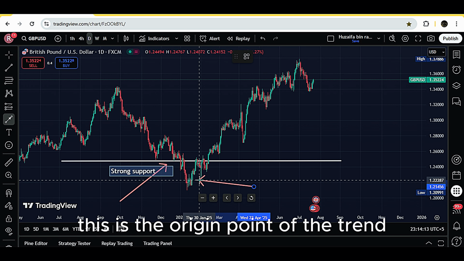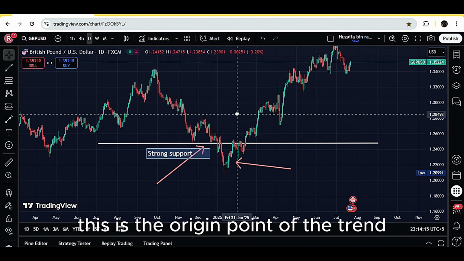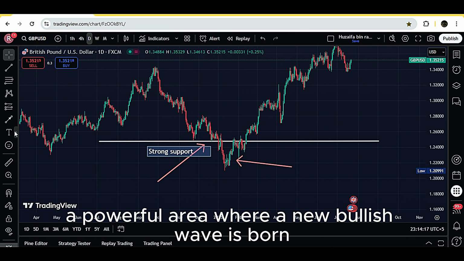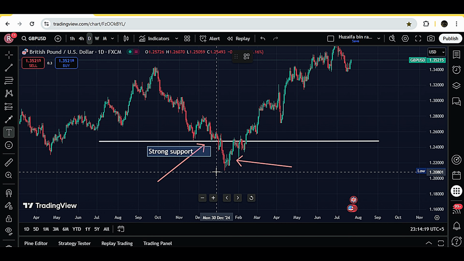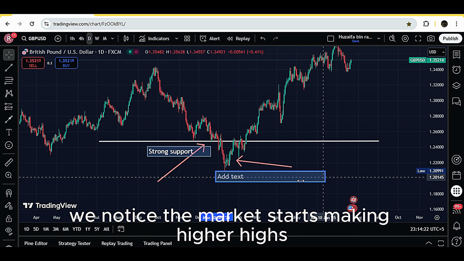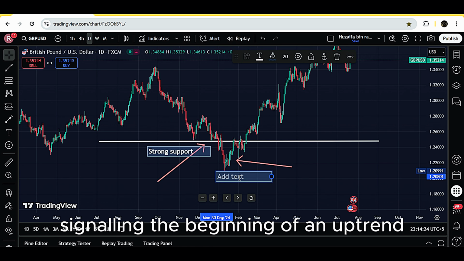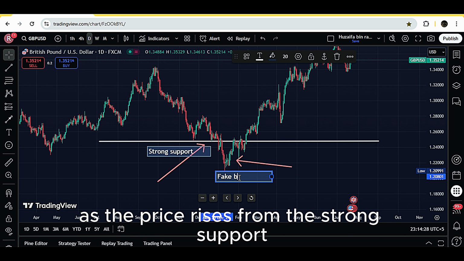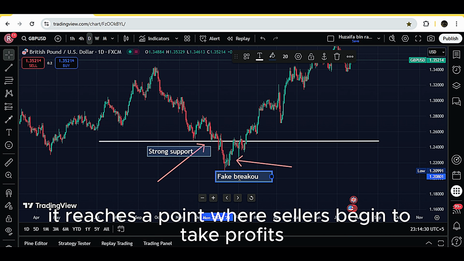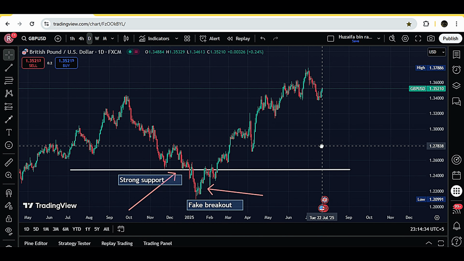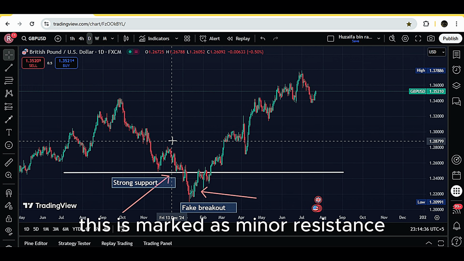For many traders, this is the origin point of the trend, a powerful area where a new bullish wave is born. From this zone, we notice the market starts making higher highs, signaling the beginning of an uptrend. As the price rises from the strong support, it reaches a point where sellers begin to take profits or open short positions. This is marked as minor resistance.